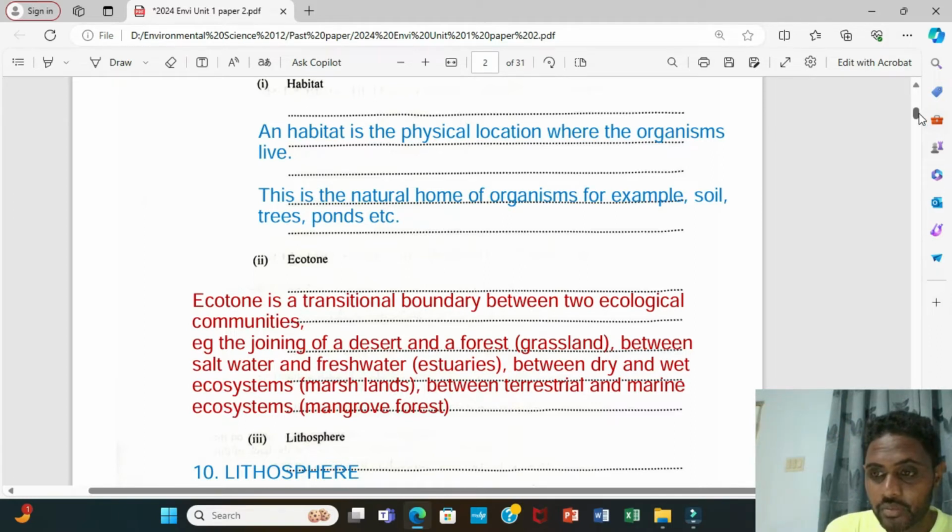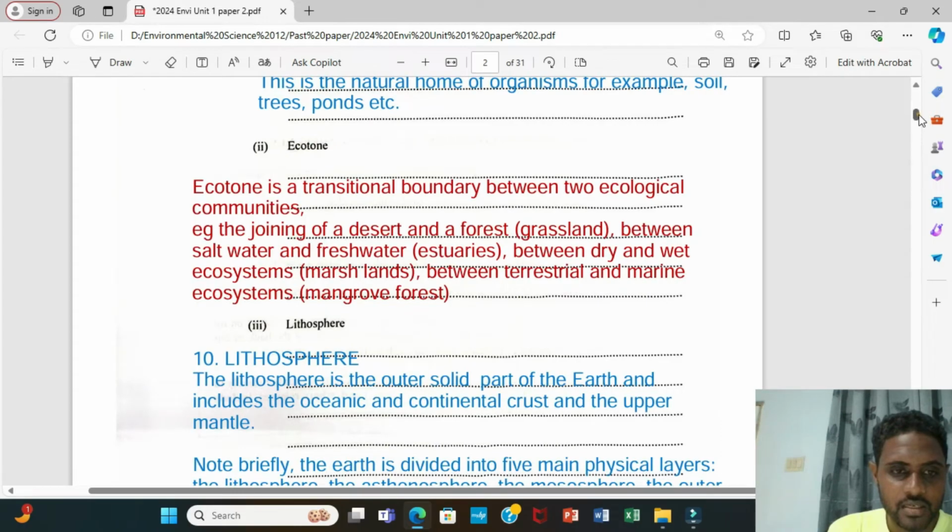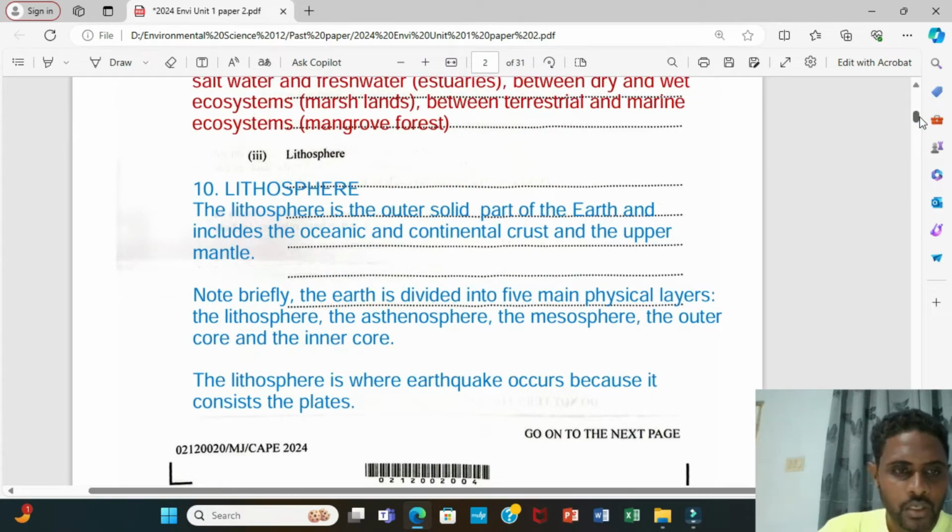The other term we should define is lithosphere. Now, the lithosphere is the outer solid part of the Earth and includes the oceanic and continental crust and the upper mantle. Note briefly, the Earth is divided into five main physical layers: the lithosphere, the asthenosphere, the mesosphere, the outer core, and the inner core. The lithosphere is where earthquakes occur because it consists of the plates. So you could simply say the lithosphere is the solid part of the land, the surface area towards the side. We call it the lithosphere.